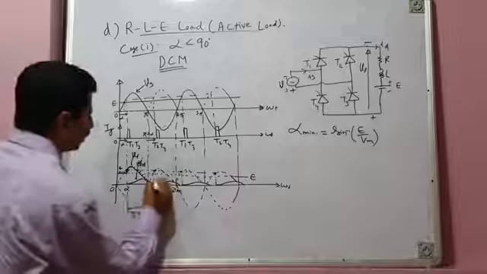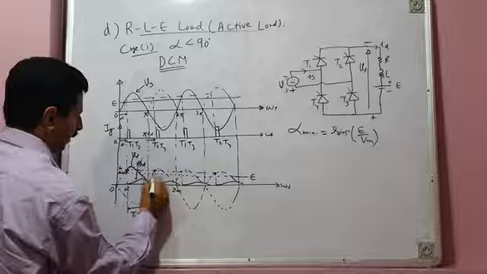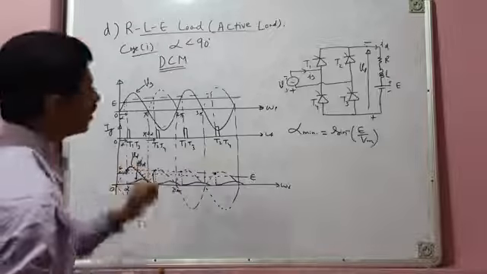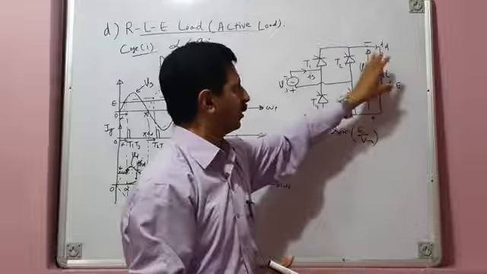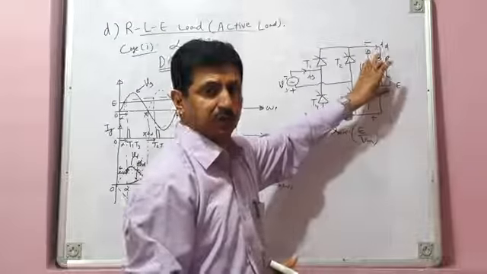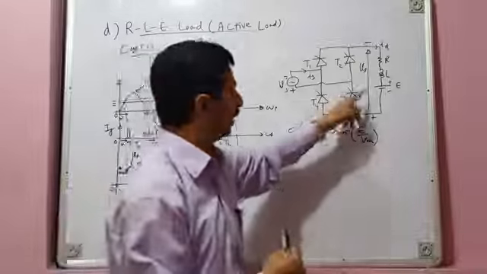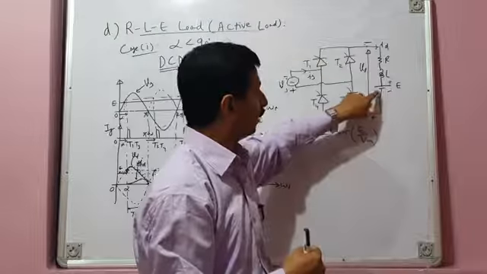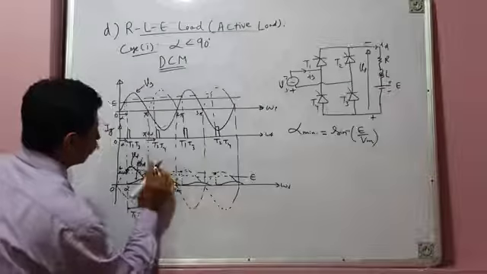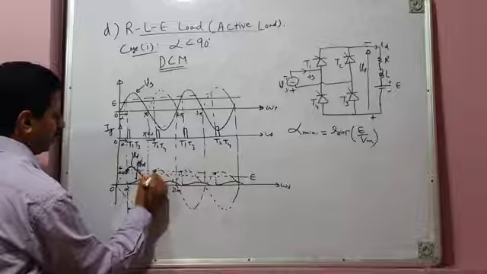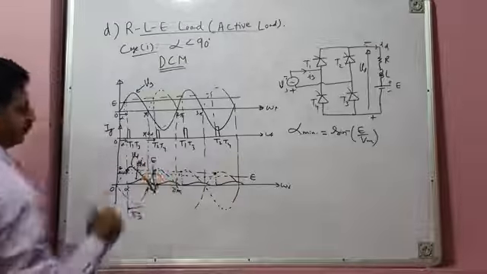From beta to, this is your 2 pi, this is your pi plus alpha, next instant of firing. Since current has already become zero, load current is equal to zero, load is disconnected from the source. So load voltage is not zero. For RL load, from beta to pi plus alpha, load voltage was zero. But here, from beta to pi plus alpha, load voltage will be same as load's own EMF. So this is load voltage. This is equal to E for small period.